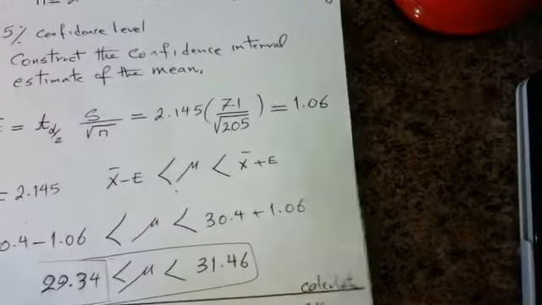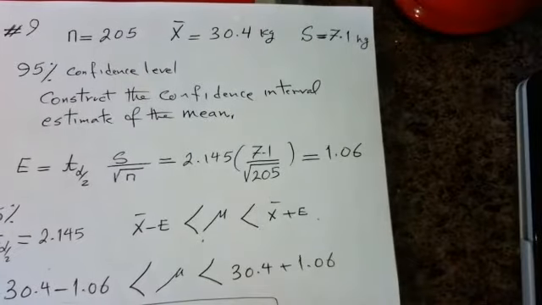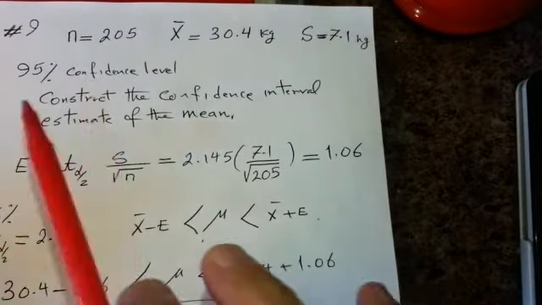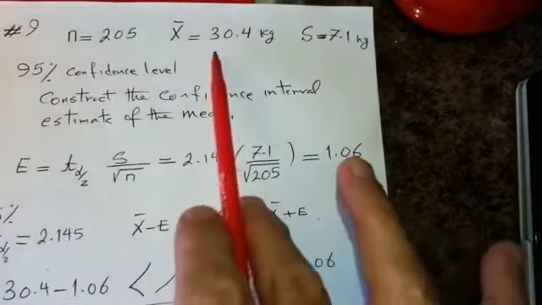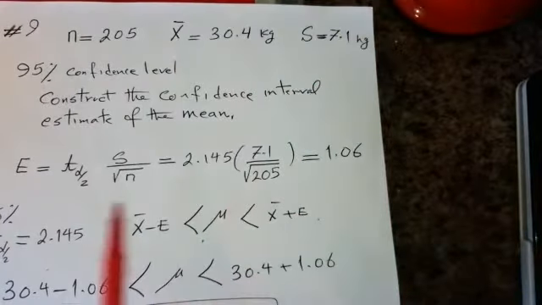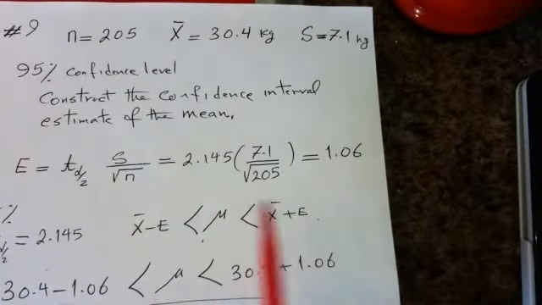And I'll show you all the calculation here. It's very similar. See? N is 205, this is that. We calculate the E.